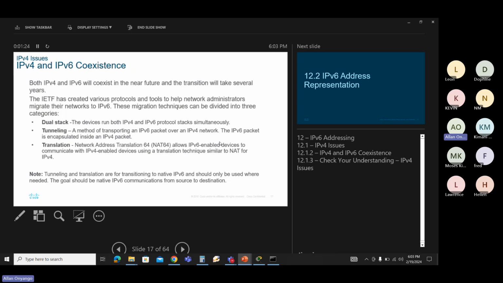Two, and that's what we call what? We call it dual stack. Dual stack is when a device has the ability to run both IPv4 and IPv6 at the same time. That is called dual stack.